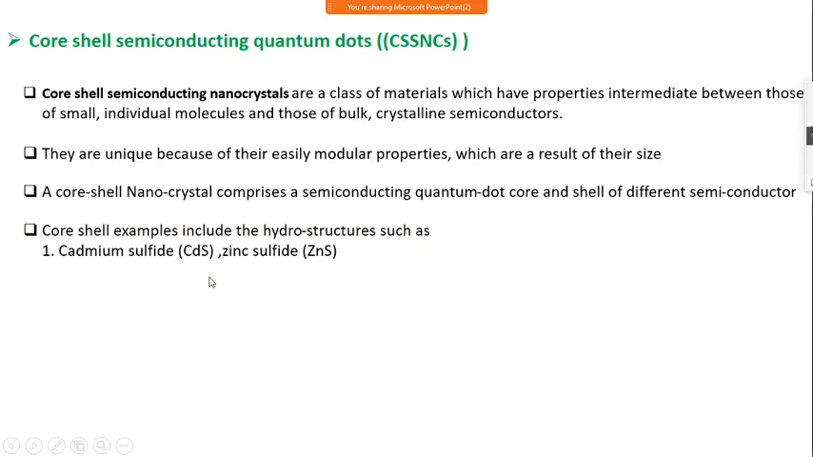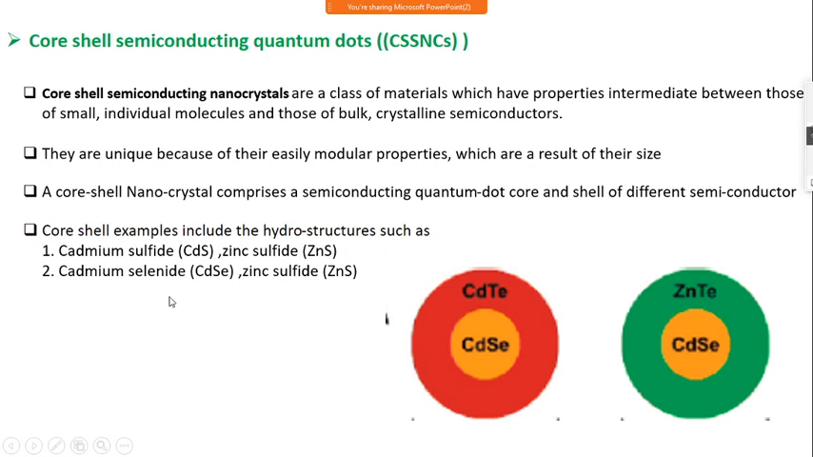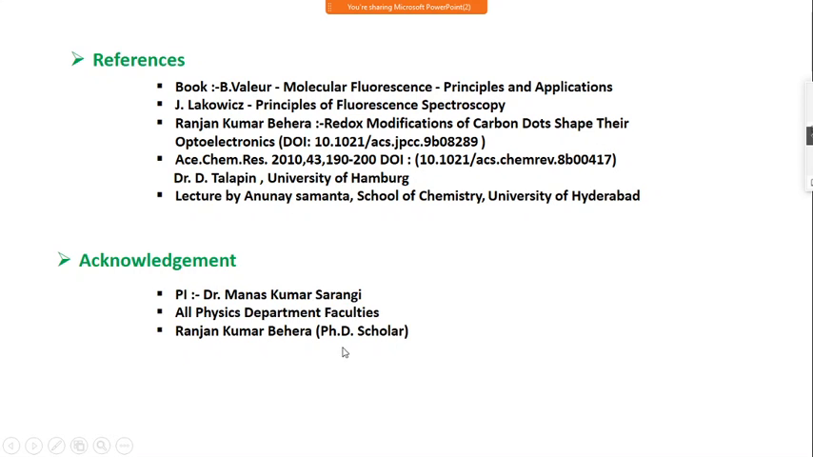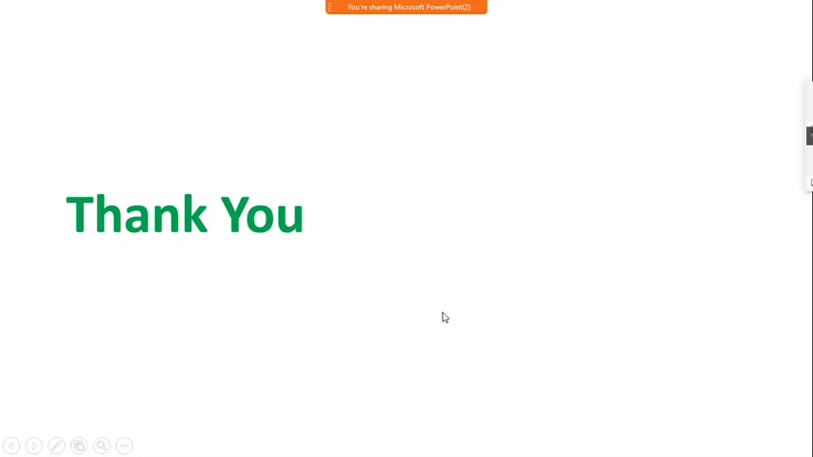First is cadmium sulfide as the core, and the shell is made of zinc sulfide. Another example is mentioned here: you can see that cadmium selenide is the core, and cadmium telluride is the shell. This diagram is taken from the references. This is the acknowledgement, and thank you.